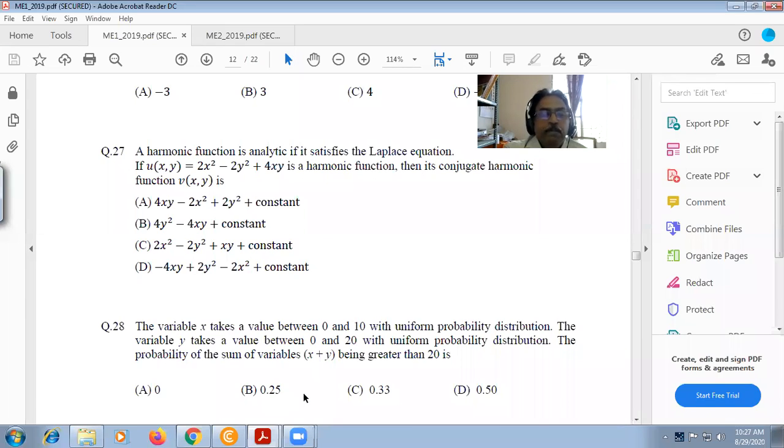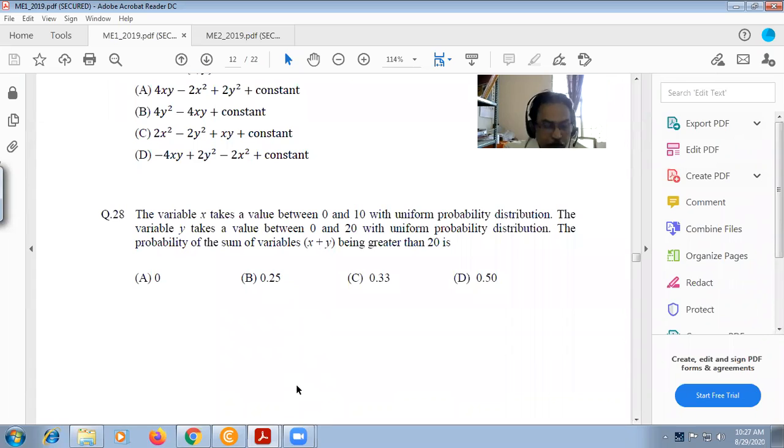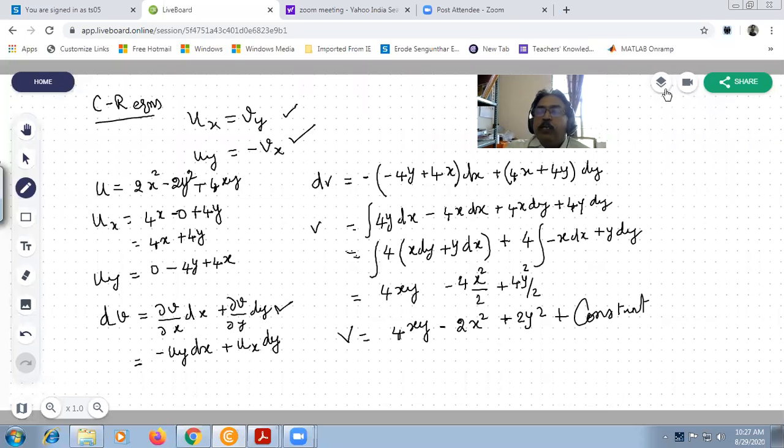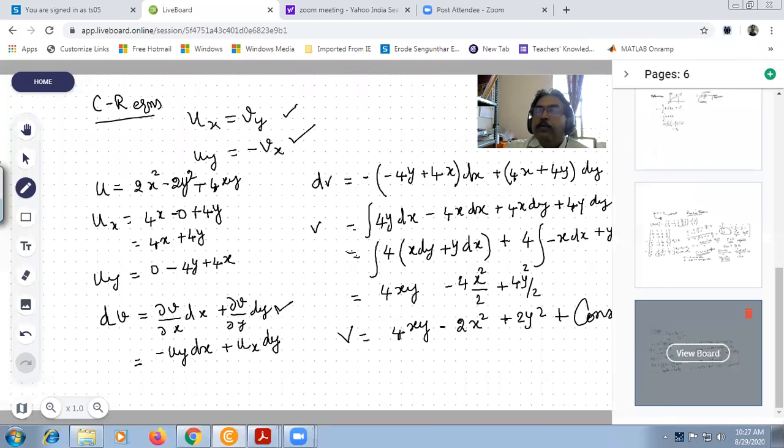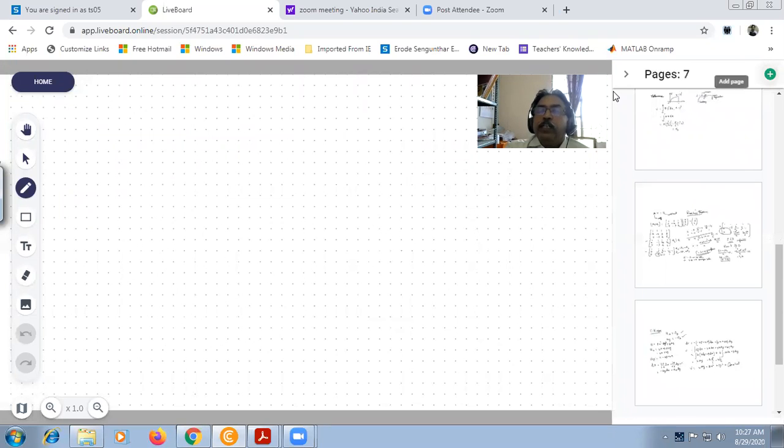Okay, here is another problem. A variable x takes a value between 0 to 10 with uniform probability distribution. The variable y again takes a uniform distribution. Find the probability of the sum of the variables x plus y greater than 20.